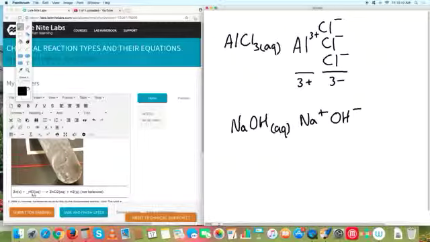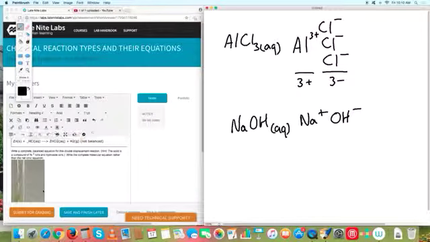So it's zinc solid, and that's hydrochloric acid. We get hydrogen gas, and hydrogen gas is H2, not just H. And we get zinc chloride, which is ZnCl2. So all I'm asking you to do is figure out what goes there.